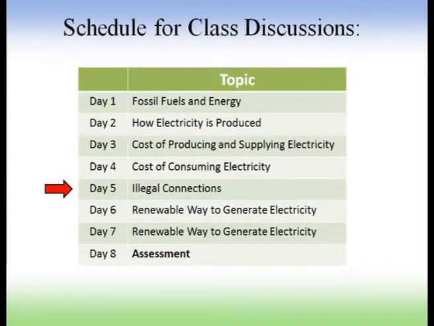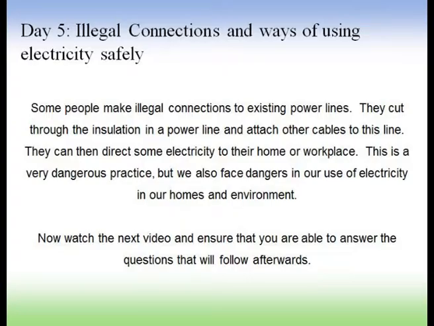You are now on day 5, where you will be watching videos and learning about illegal connections and safety associated with the usage of electricity in our homes. Day 5. Illegal connections and ways of using electricity safely.